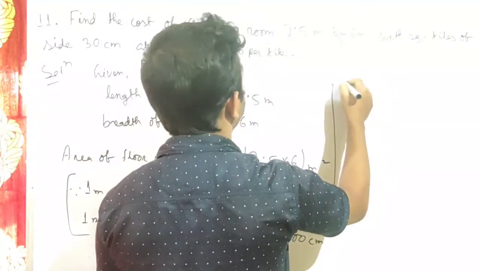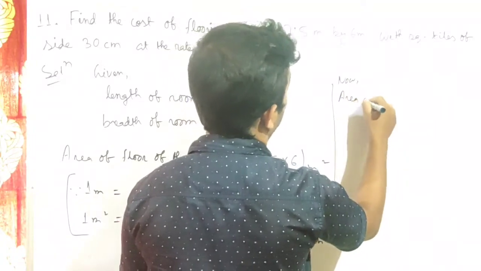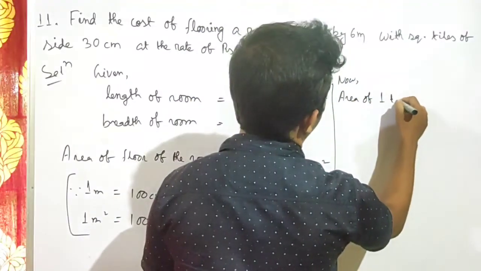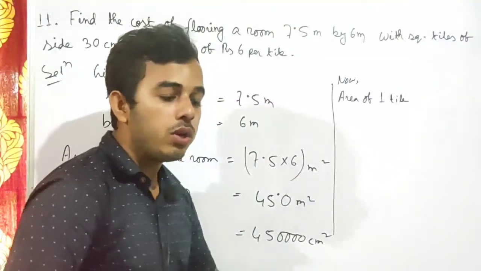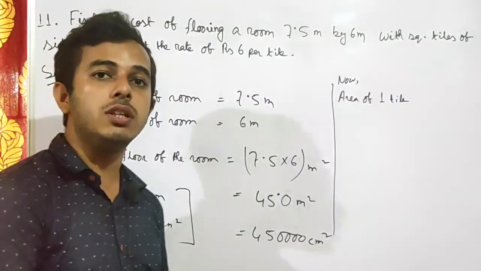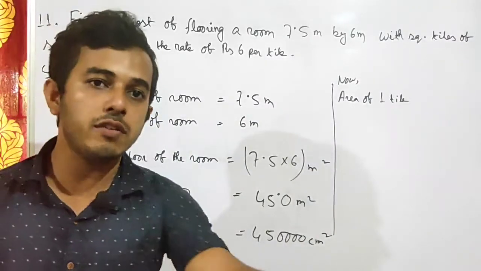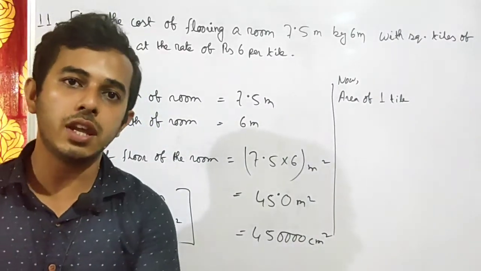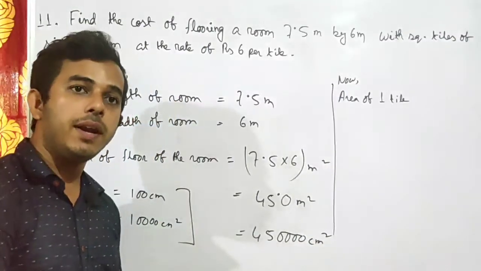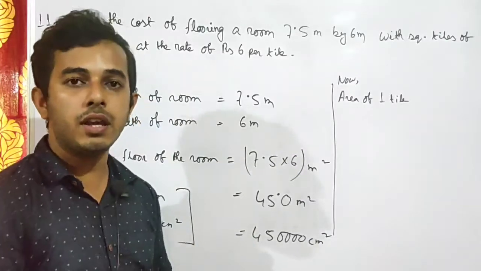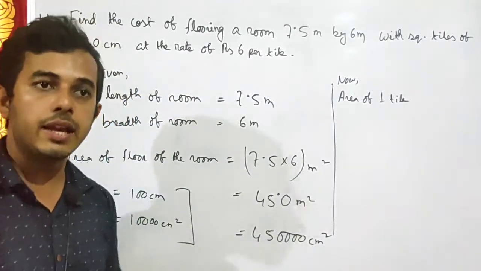So now, area of one tile. We have to find out how many tiles are there. We have to find out how many tiles we need, isn't it? So how can we find how many tiles we need? If we know the area of the floor and if we know the area of one tile, and then if we divide area of floor by area of tile, we can easily find out how many tiles we need. Clear?